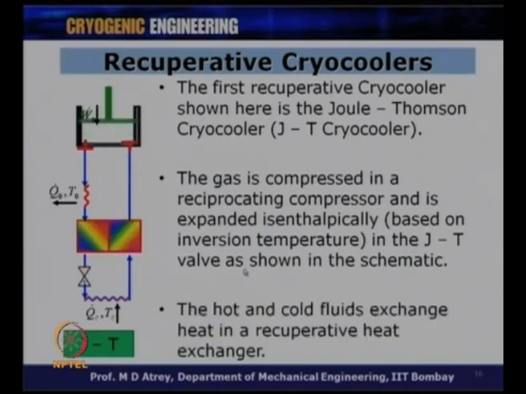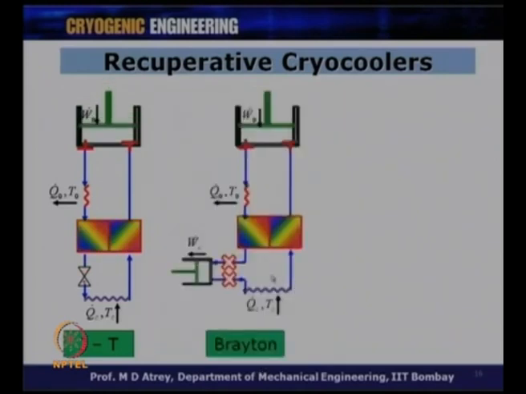This is the way a Joule-Thomson cryocooler works. The hot and the cold fluid exchange heat in a recuperative heat exchanger in this case. Now, you can have the second cycle, which is the Brayton cycle.